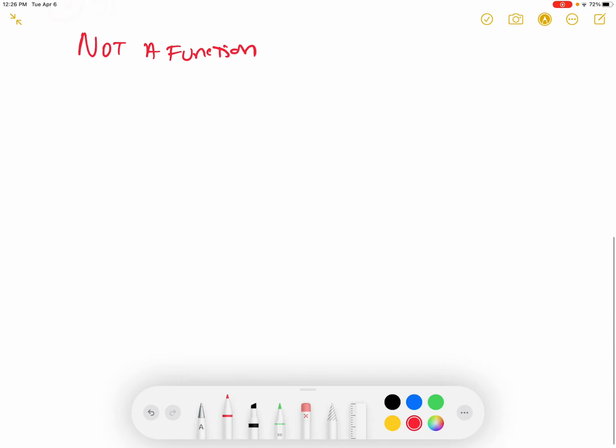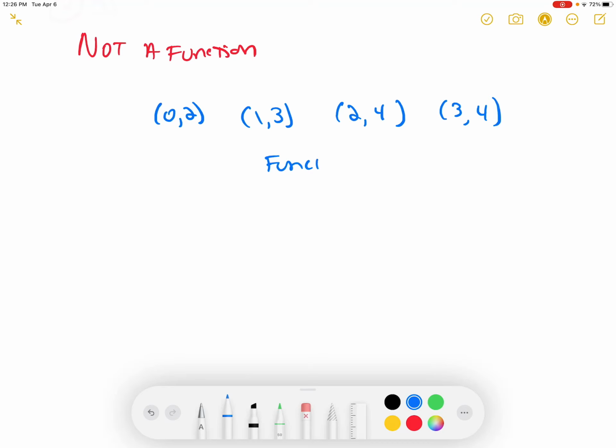Let's try another one. So let's see if we can clean that up a bit. Let's say it was 0, 2, 1, 3, 2, 4, 3, 4. The question is, is this group of ordered pairs a function or not? So basically, here's how you do it. First, you check to see if you have any repeating x's. I have a 0, I have a 1, I have a 2, I have a 3. It looks good, right? That means there are no repeating x's. Each door is by itself. That means it's good. So this is a function.